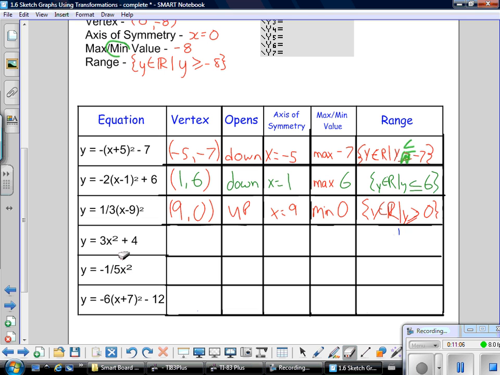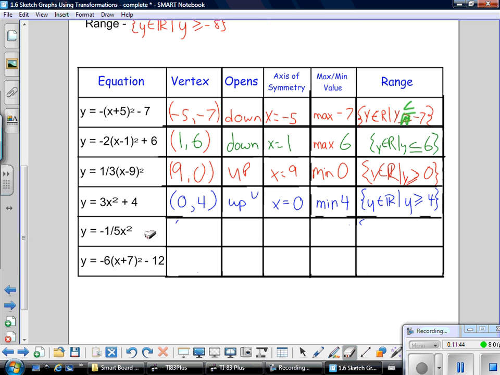The next one, this time there's nothing in with the x squared, so that tells me that I have to have 0 and I have a +4. I also know that it opens up. Its axis of symmetry is the x value of the vertex. Because it opens up, it has a minimum value of the y of the vertex, which is 4. Again, y is in the set of real numbers, and this time y has to be greater than 4 because 4 is the lowest it can be.